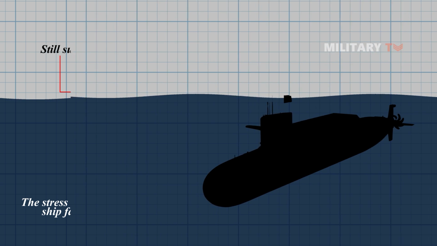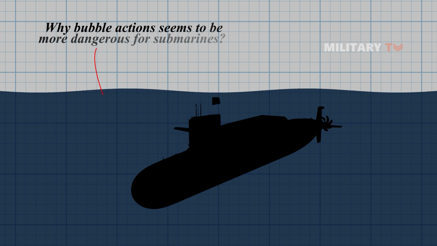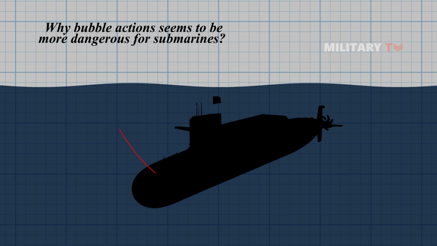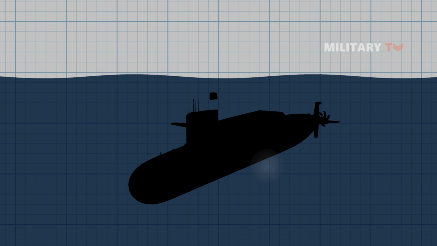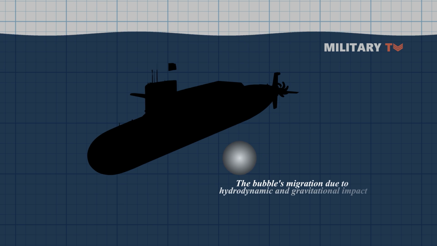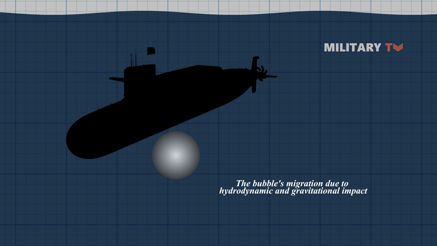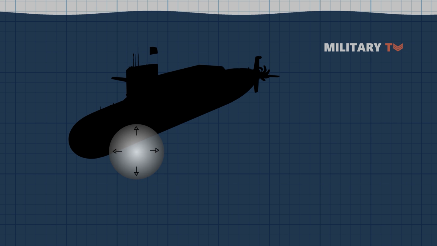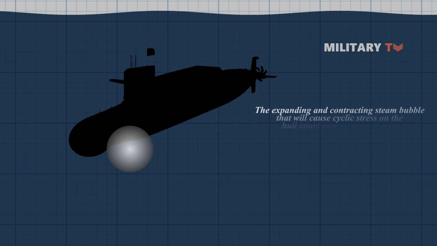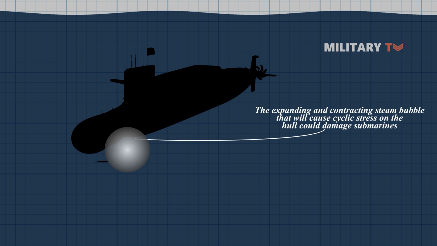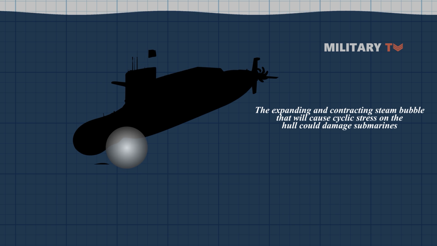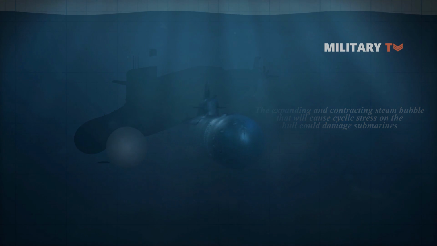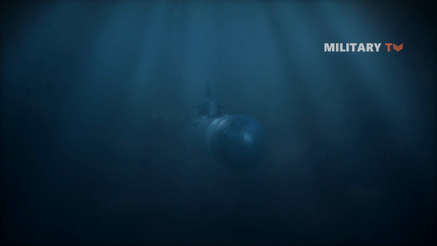Another question is why bubble actions seem to be more dangerous for submarines. Under certain circumstances, the bubble's migration due to hydrodynamic and gravitational impact might result in a highly concentrated transfer of momentum to ships or other structures, such that the bubble action can outweigh the shockwave's damaging effect. The expanding and contracting steam bubble that causes cyclic stress on the hull could damage submarines, which would be quite unpleasant a few hundred meters below the surface.